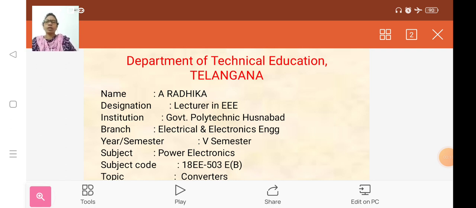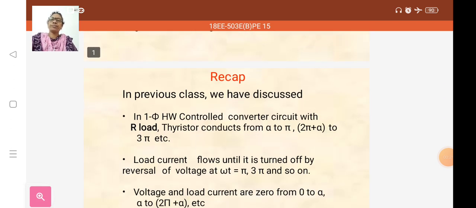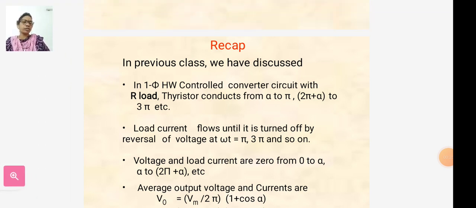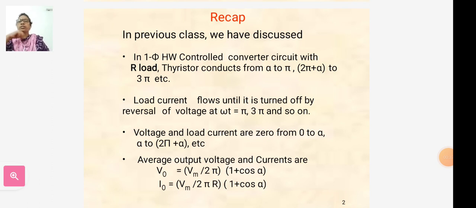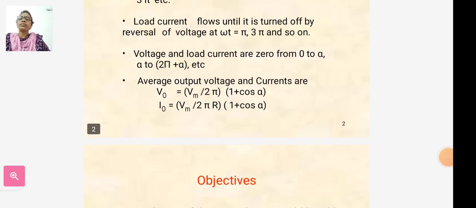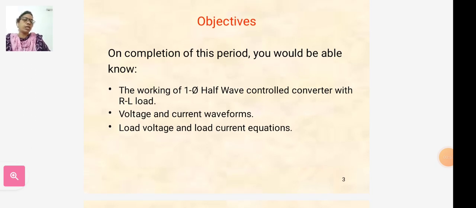Now, in the last classes we discussed the single phase half wave controlled converter using R load. Using R load, we discussed the working and waveforms of the output voltage and output current of the single phase half wave controlled converter. Today we are going to discuss the single phase half wave controlled converter using RL load, and also the freewheeling diode. These are today's topics.